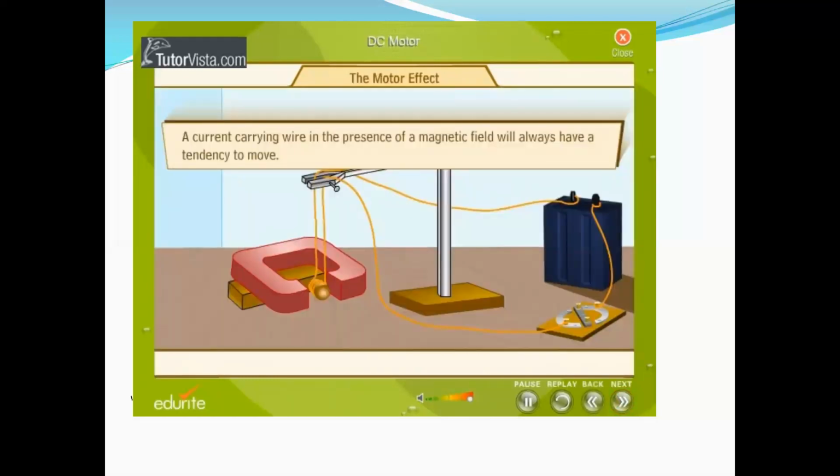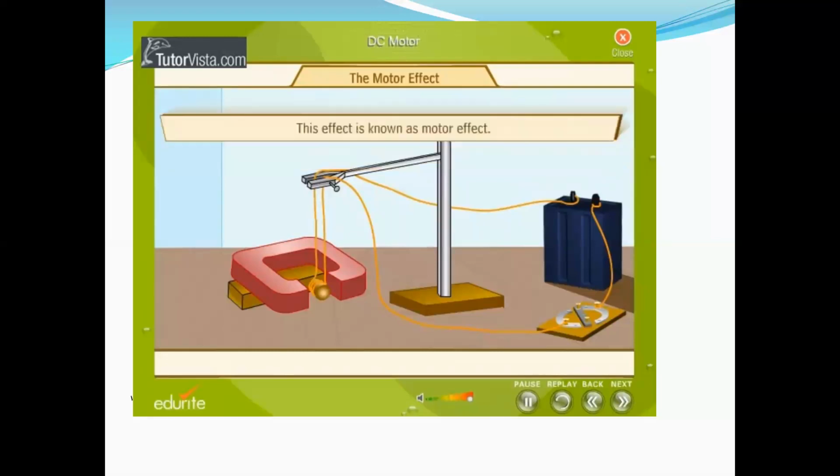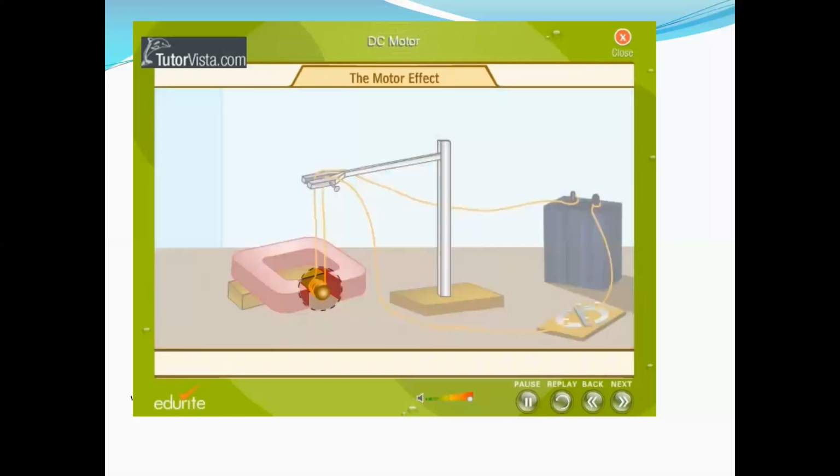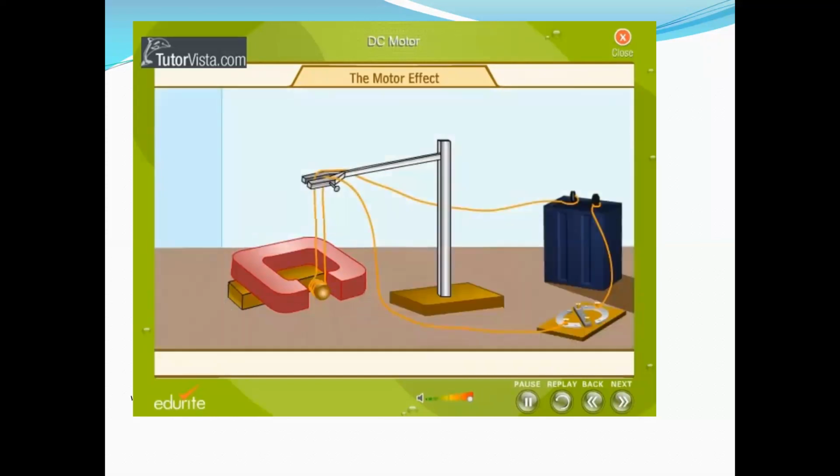A current-carrying wire in the presence of a magnetic field will always have a tendency to move. This effect is known as motor effect. Want to watch the motor effect? Wind several turns of wire around a cork and suspend it from a clamp. Place this arrangement between the poles of a horseshoe magnet. Switch on the current.